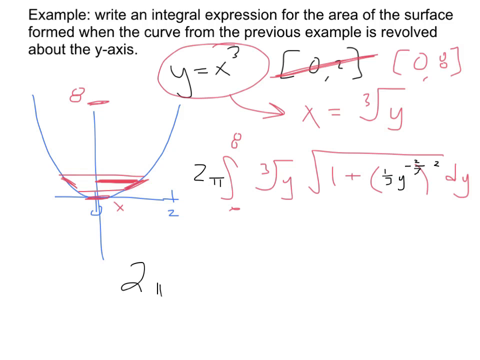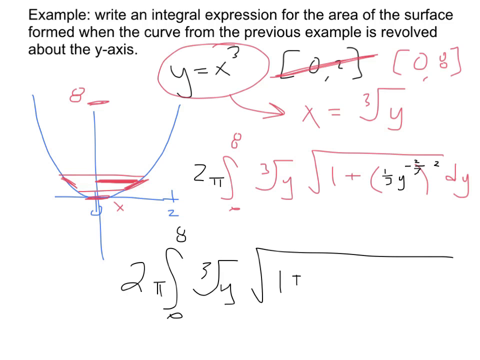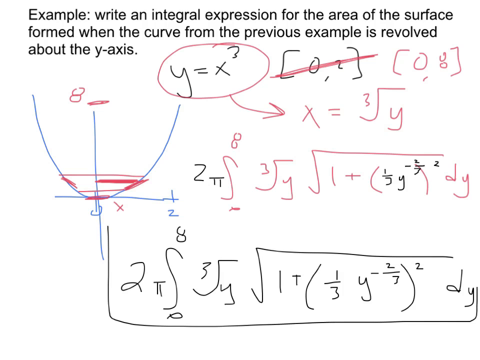So we had 2 pi, the integral from 0 to 8, the cube root of y times the square root of 1 plus, and I'm just trying to make my answer a little bit prettier, 1/3 y to the negative 2/3 squared dy. You know, we could throw this to the calculator. There's nothing wrong with that.